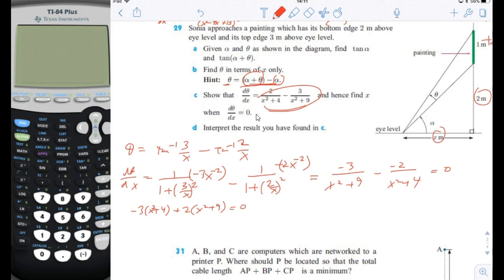Okay, and now we can expand. Negative 3x squared minus 12 plus 2x squared plus 18. So that would be negative x squared plus 6 equals 0. So 6 equals x squared. x equals square root of 6. Okay.